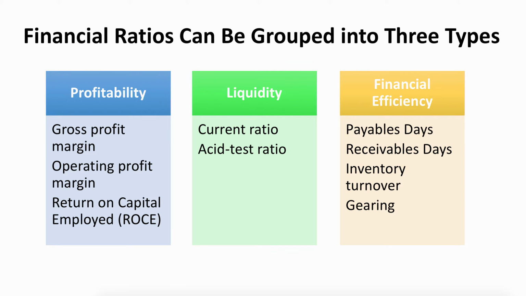And lastly, on financial efficiency, there is a variety of ratios. I've put gearing in here because I think it's most importantly a measure of how efficiently a business's finance is organised. But also you've got things called payables days and receivables days and inventory turnover within the efficiency ratio group. And we're going to take a look at each of these during the course of this brief revision webinar.